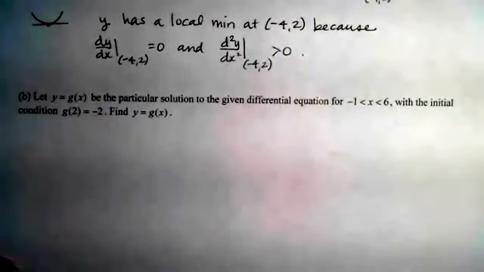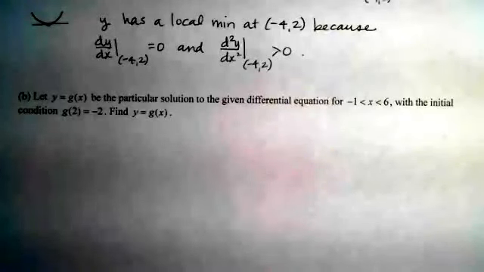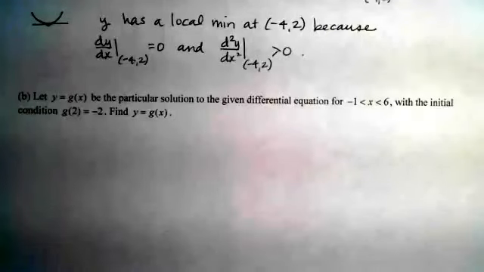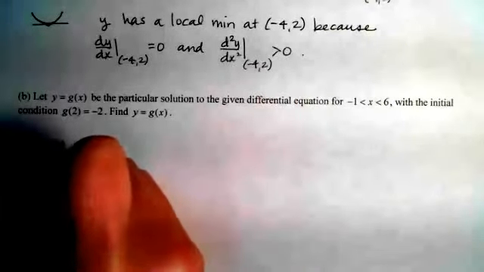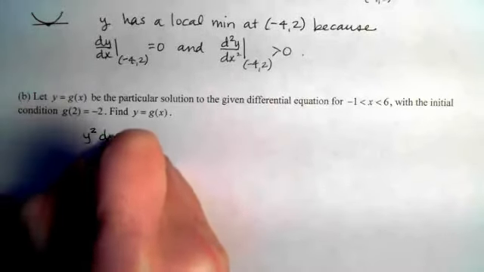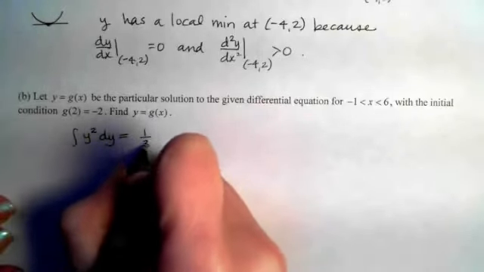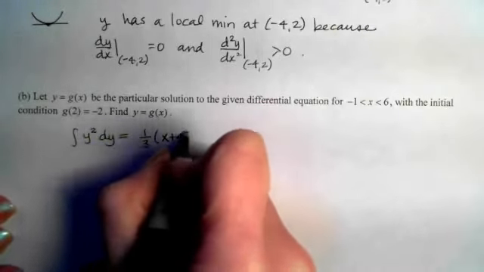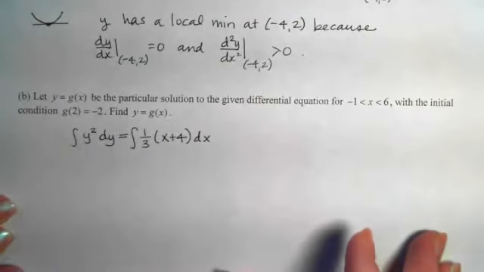Okay, part B. Let y equal g of x be the particular solution that has the initial condition g of 2 equals negative 2, and I want to find that g of x. So to do that, I'm going to separate my variables, and remember we only need to pull over the minimum. I want to pull over as little as possible.